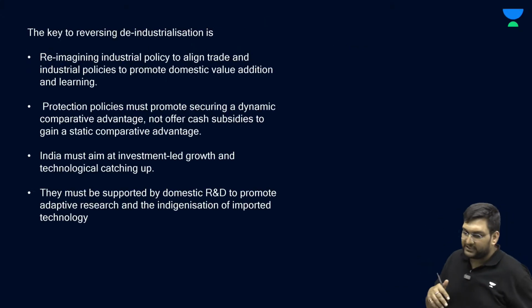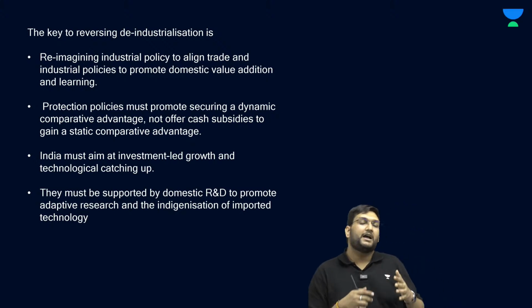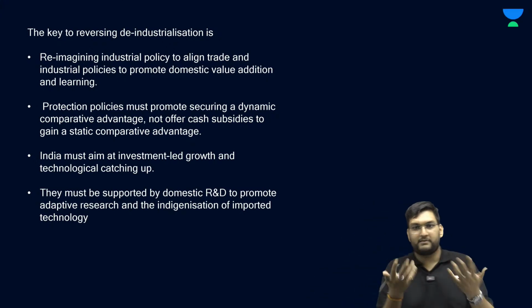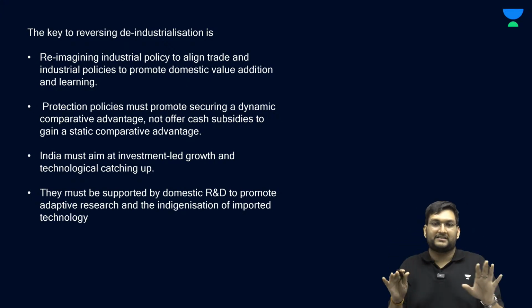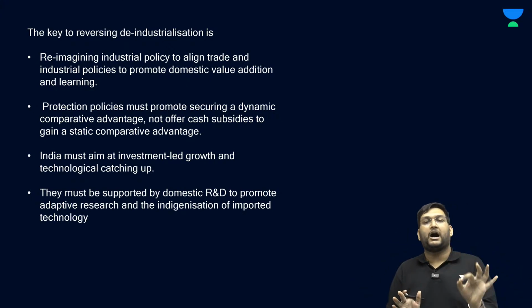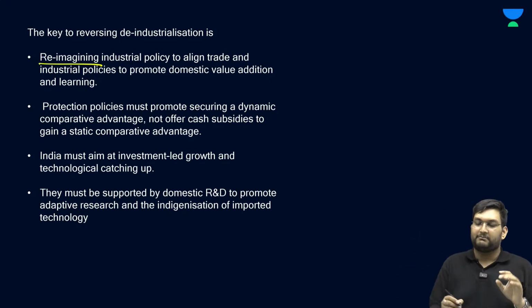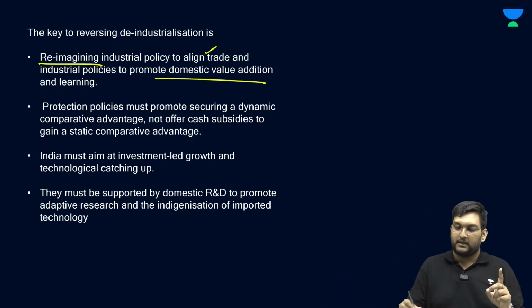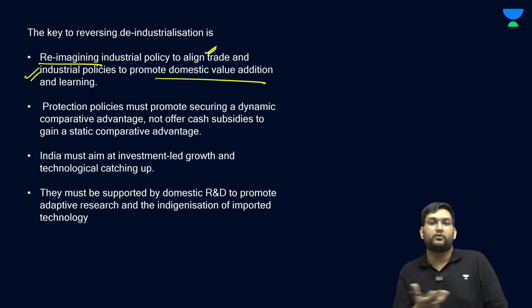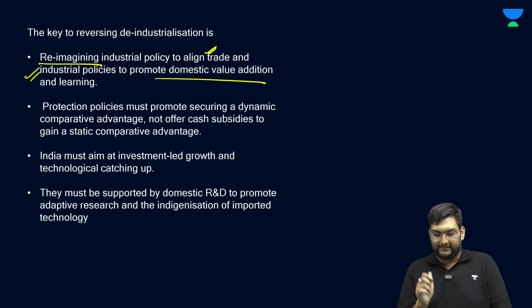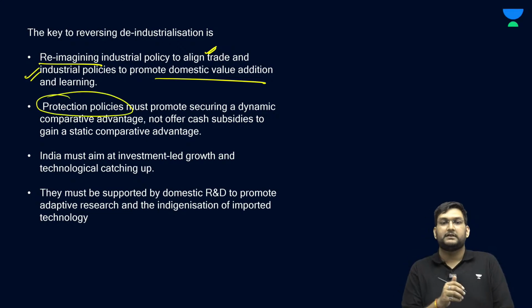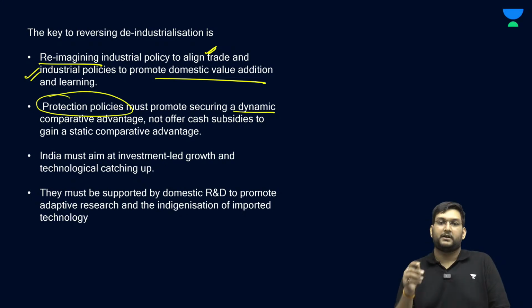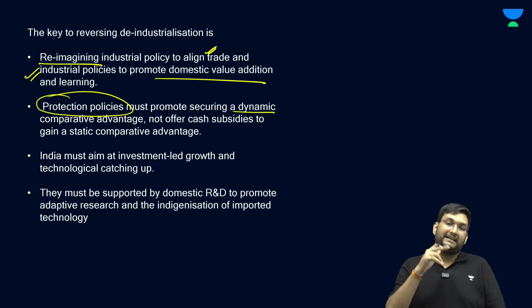Now, what the article points out is we can reverse deindustrialization in India as of right now. If we agree to it, you and me as analytical UPSC aspirants, if we agree that there is deindustrialization, how do we change it? First is reimagine industrial policy, align it with the domestic value addition, trade and industrial practices. Now, this is a very big funda which they are saying has no meaning if you really don't understand the market itself.